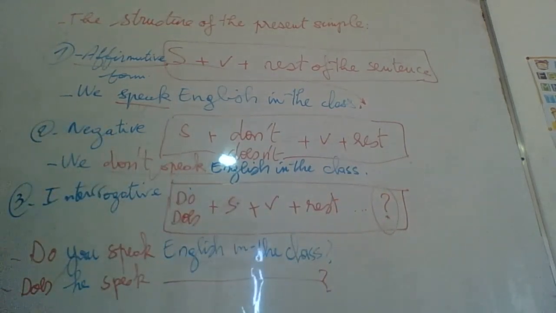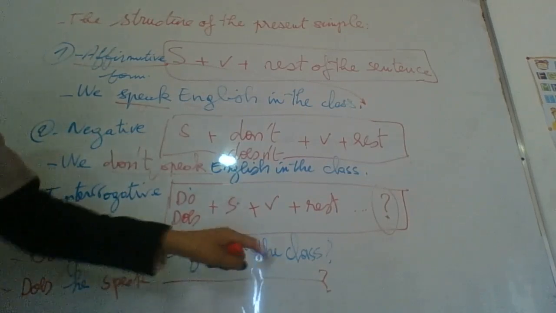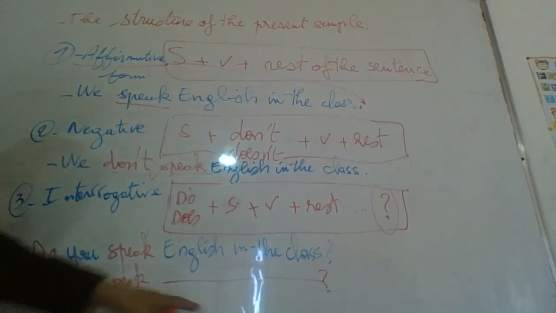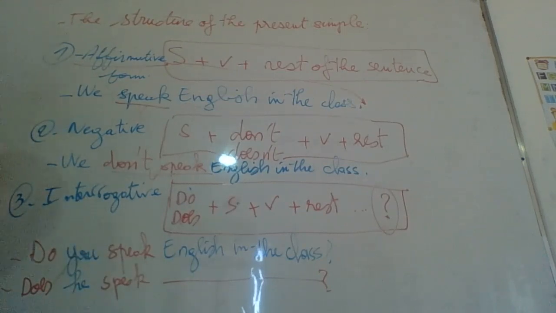For example, do you speak English in the class? Do you speak English? Of course the auxiliary comes before the subject in the question. Or when we have does, of course with he, she and it. Does he speak English in the class? Alright, does he speak English in the class? Yes he does. No, he doesn't.